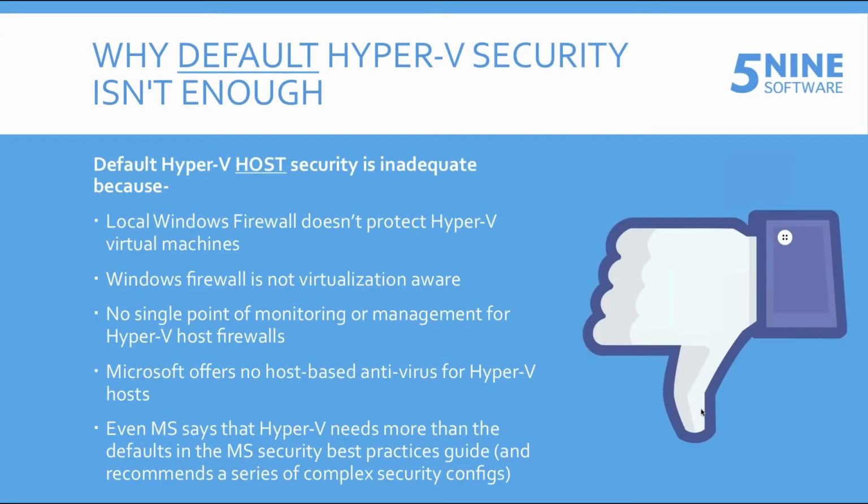So the first point here that I want to bring up is that HyperV default security just isn't going to cut it. It's not enough. And what I mean by that is, let's say you take a Windows server, you install the HyperV role on there, and then you take advantage of what's included in that operating system. When it comes to network security, of course, you have the local Windows firewall. And the local Windows firewall is a basic firewall.